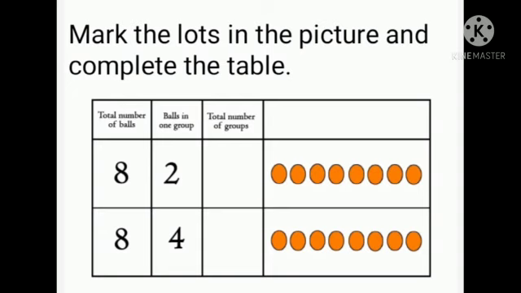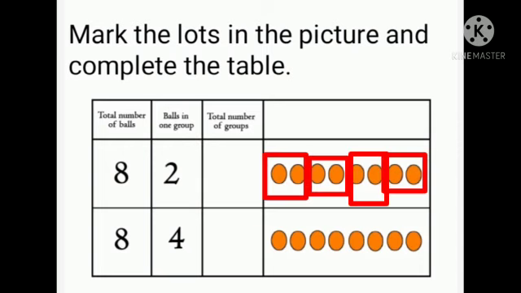Here in the first column they had given total number of balls. In the second column, balls in one group, and in the third column we have to find out how many groups we have got, and fourth they had given balls. So let us start. Total number of balls are 8. We have to take 2 balls in one group. So let us see how many groups are there. Yes, we got 4 groups.